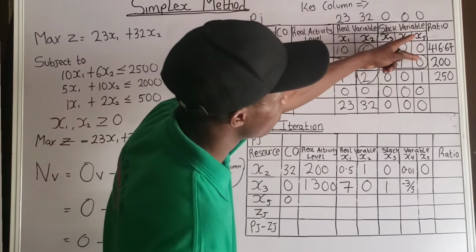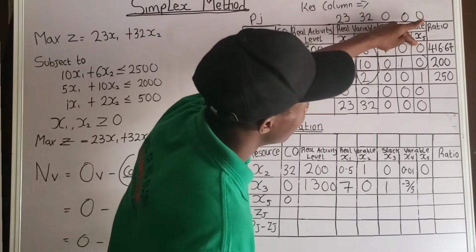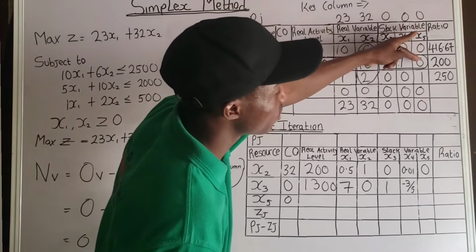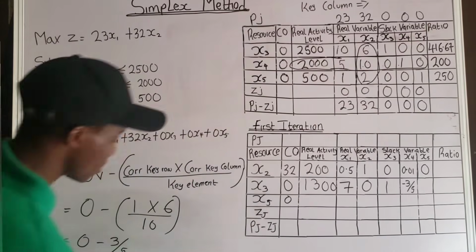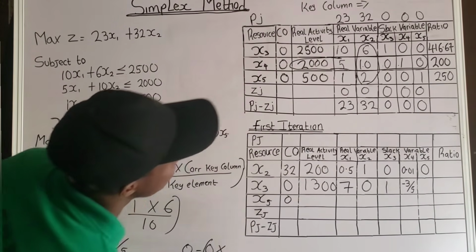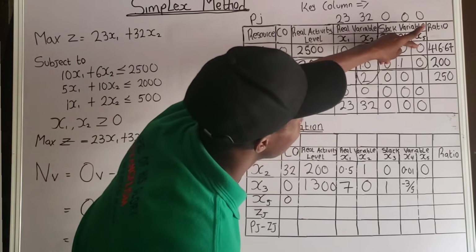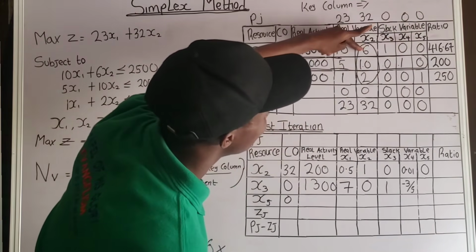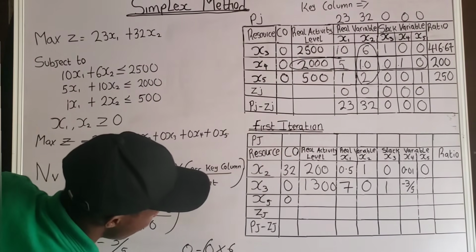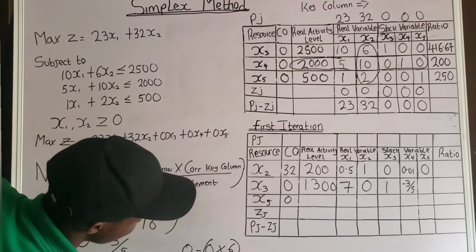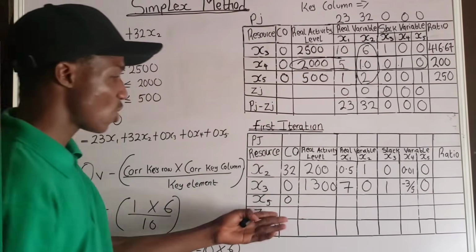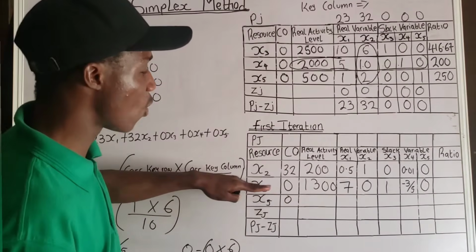Okay, let's proceed to get the new value of these cells. The new value of these cells will be what? The old value, which is 0, minus the corresponding key row element, which is 0. So I'm going to have 0 minus 0 multiplied by the corresponding key column element. The key column element that corresponds to 0 is what? 6. So 0 multiplied by 6 all over 10. That will be what? 0. All of them 0. So the new value of these cells is what? 0. So we have already gotten the new value of row x3.